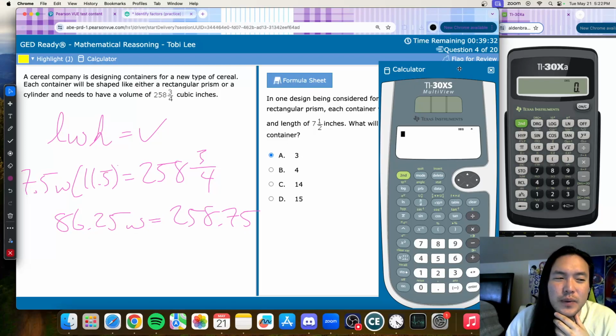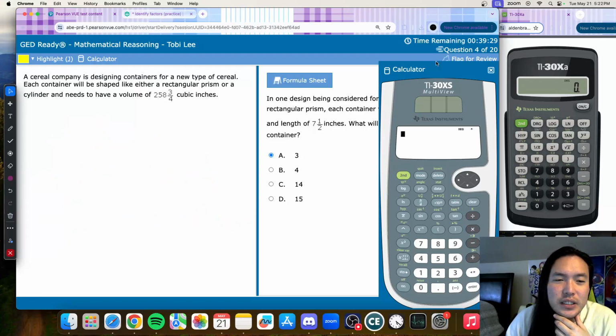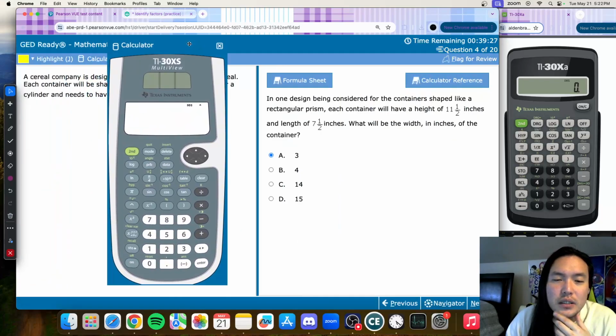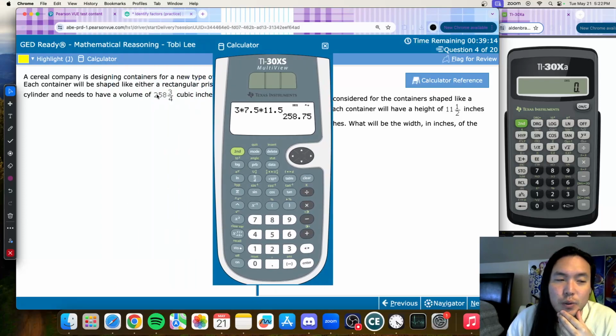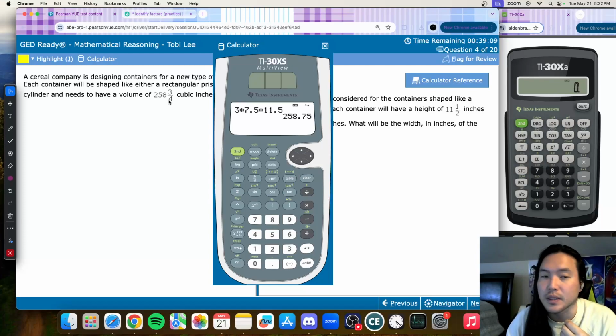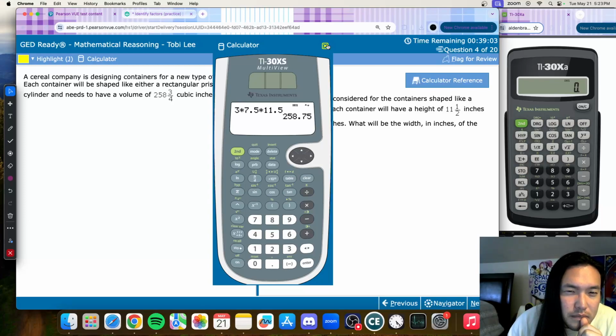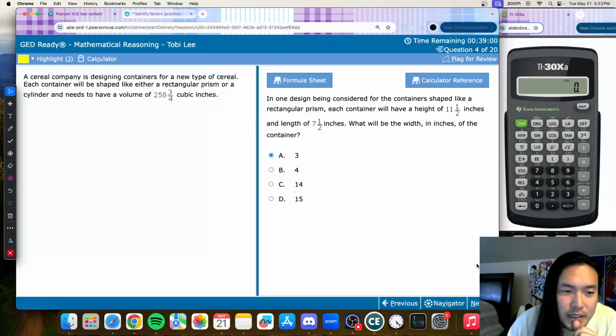And definitely a really easy way to check that 3 is the correct answer is to work backwards from the answers, right? So we can do 3 times 7.5 times 11.5. And here, if 3 is the correct answer, this should give us the total volume, 258.75, or 258 3/4, right? Hopefully this is all making sense. Again, if anything does not make sense, just stop me. We can talk about it as much as you need.